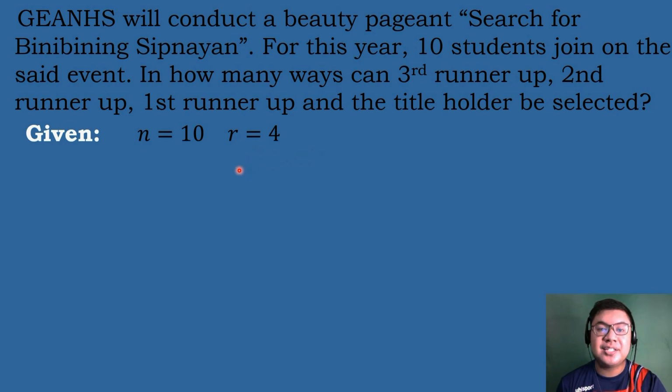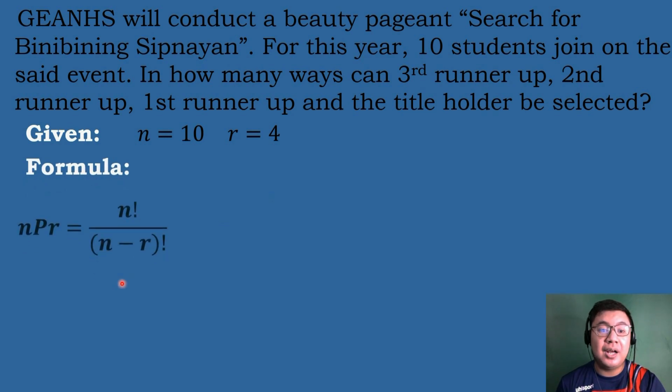And if there is r, then this is an example of permutations of n objects taken r at a time. So we have 10 possible objects and we will just select 4 of those objects. So we will use its formula: nPr is equal to n factorial over the quantity n minus r factorial.